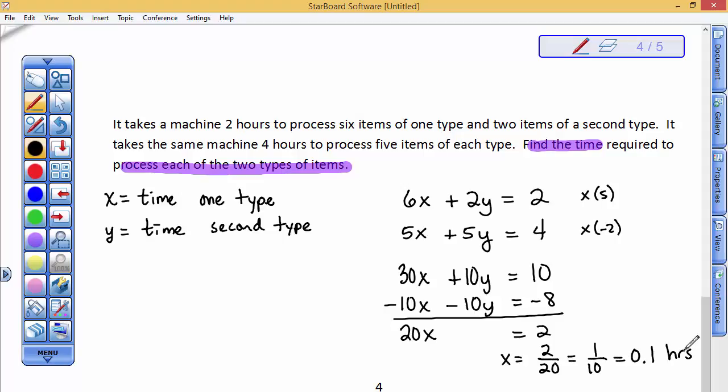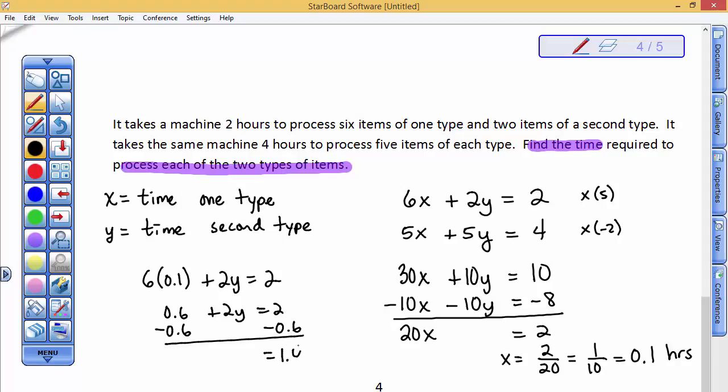And then you need to take that answer for X and put it in probably here would be the easiest. So 6 times the 0.1 plus the 2y equals the 2 in order to solve for y, and we'll subtract 0.6 from both sides, and we'll have a 1.4 over here, and when you divide that by 2, it looks like y equals 0.7 hours for type Y to process.